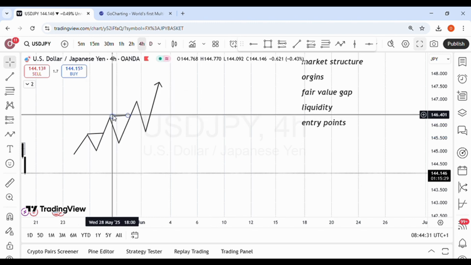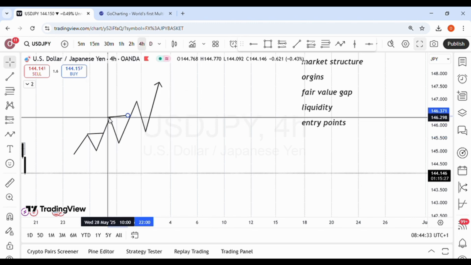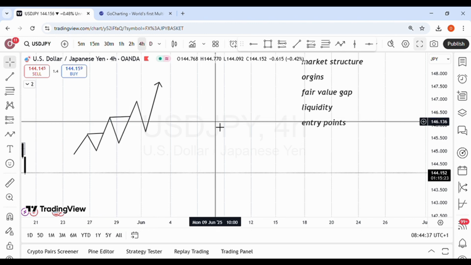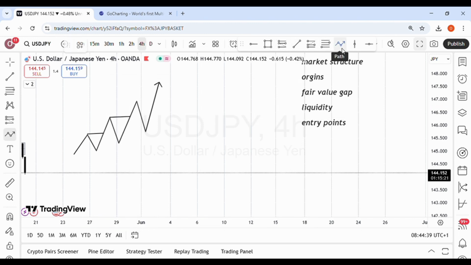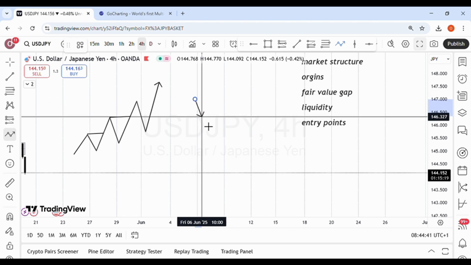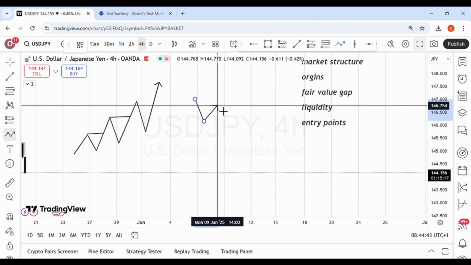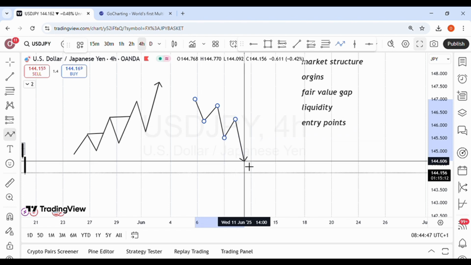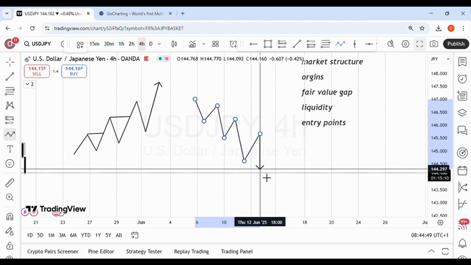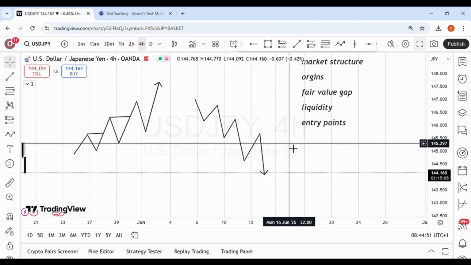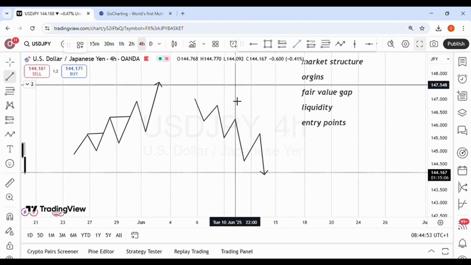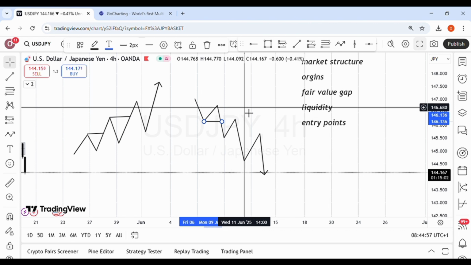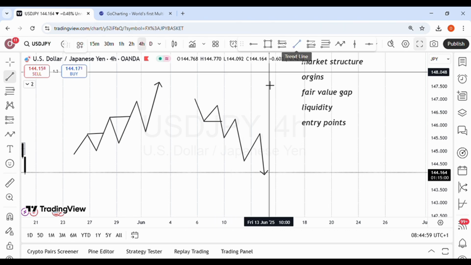Now, a bearish structure means the market has been breaking structure to the downside. You see something like this in a bearish structure: lower high, lower low, lower high, lower low, lower high, lower low. This is a break of structure to the downside. You can see it's a break of structure to the downside.